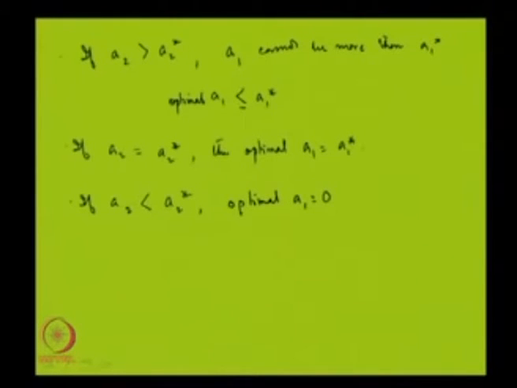So, we have got our best response function of player 1. For A2 less than A2 star it is 0, for A2 equal to A2 star it is equal to A1 star. For A2 greater than A2 star, we can say that player 1's optimal action should be either equal to A1 star or less than A1 star, it cannot be more than A1 star. Now, let us look at player 2.